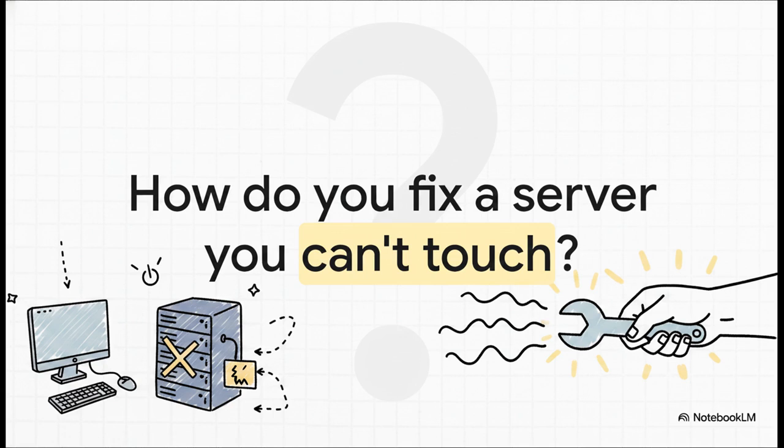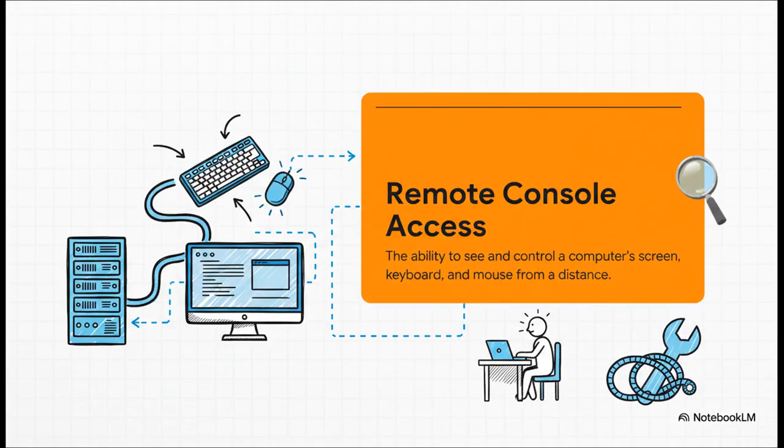The answer, it turns out, is a special kind of tech that gives you a virtual pair of hands, letting you reach right into the hardware from anywhere. And that technology is called remote console access. I mean, the name says it all, but think of it as the digital version of being right there. You see exactly what would be on its monitor. Your keyboard types on its screen. Your mouse moves its pointer. It is the absolute lifeline when things go wrong from a distance.